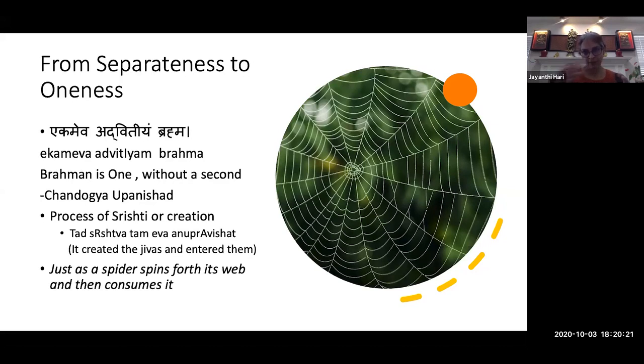Now, the five elements are first created. The five elements are Akasha, Jalam, Tejas, Vayu, Prithvi. Not necessarily in that order. Akasha, Vayu comes next. So we have the five elements that are first created.